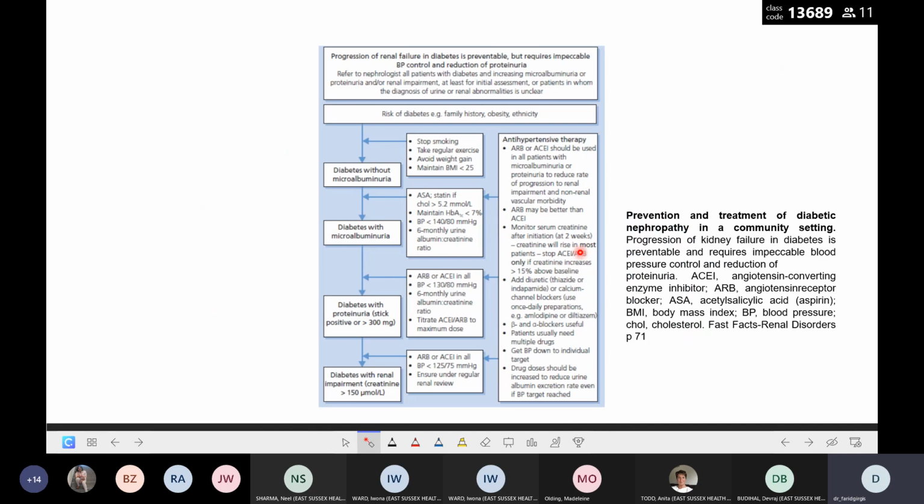So what are the main lines of management of diabetic kidney disease? Okay. So we are trying to prevent the diabetic kidney disease. And if it happens, we are trying to improve the general outcome. So initially, for all people with diabetes, we should advise to stop smoking, take regular exercise, avoid weight gain, maintain BMI less than 25. Okay, so generally, control of the cardiovascular risk factors is very, very important in case of diabetic patients.